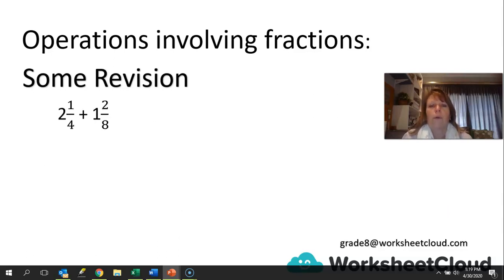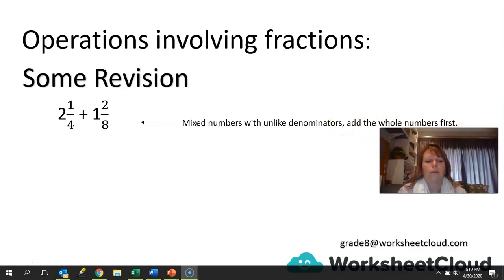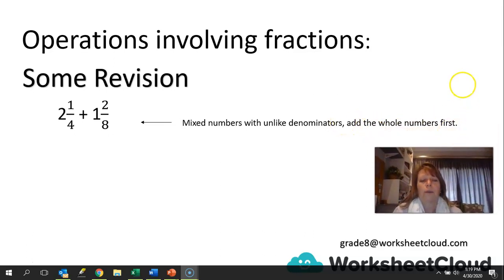Okay, right, here's another one. What about this? We've now got whole numbers involved here. So there's two ways to do it. So let's just deal with the whole numbers first. We've got mixed numbers with unlike denominators, and we've got whole numbers. So we're going to add the whole numbers first, and we're going to come up with 3 because 2 plus 1 is 3. Okay, everybody with me?